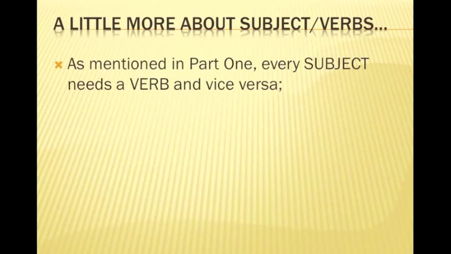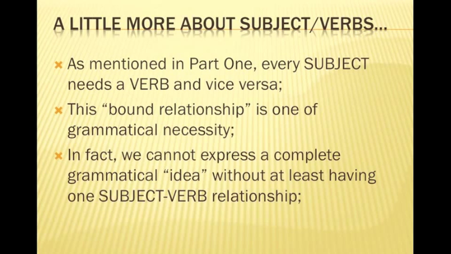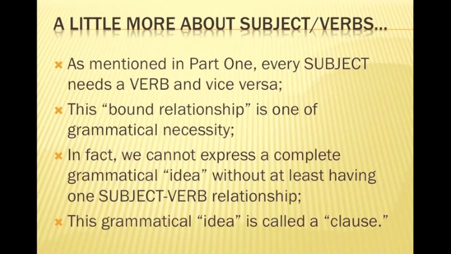Now, getting back to the idea of just subjects and verbs in general, as we mentioned, this subject and verb relationship, they need each other. So if you recall in the previous video, we called this a bound relationship. It's bound because they need each other. They're part of grammatical necessity. But let's go a little bit deeper. In fact, we can't express even a complete grammatical idea without at least having one subject and verb in it. So this is what we're going to call a clause.